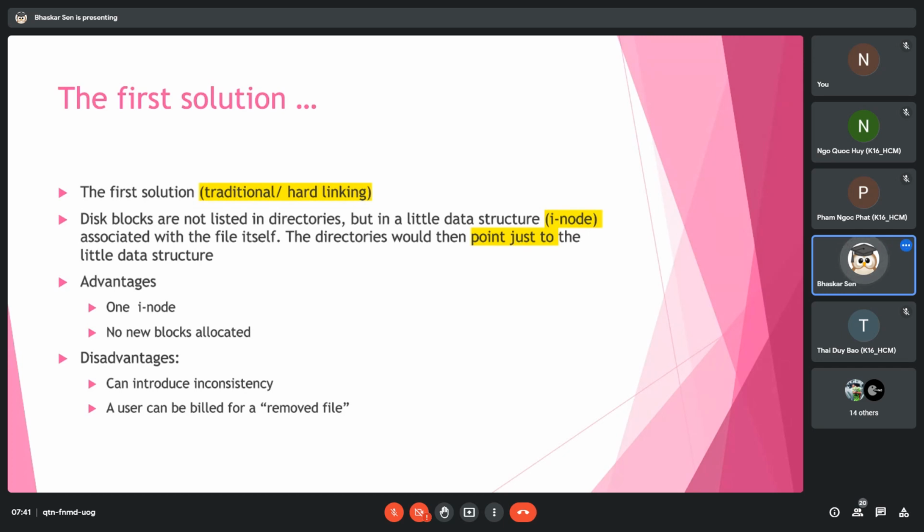But there's a problem, and the problem is the last sentence at the bottom. What does it say? You have to remember that sentence, because I've seen questions where the person who set up the question basically quoted this sentence: a user can be billed for a removed file. This scenario happens in hard linking. So definitely in hard linking.